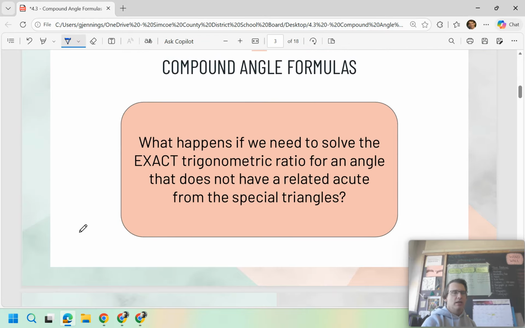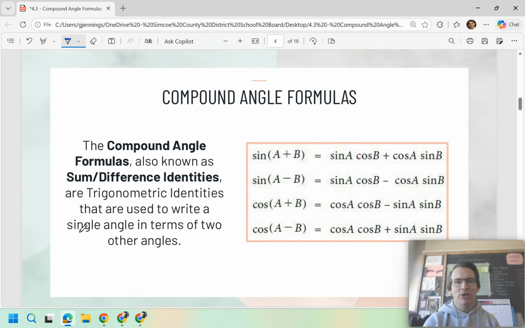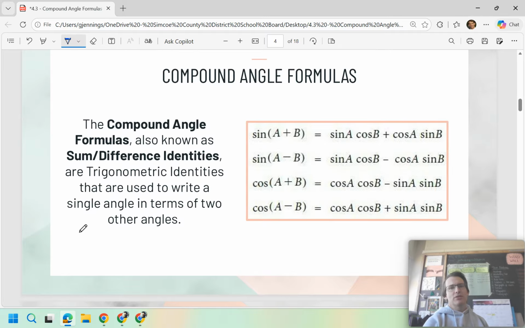Sometimes you want an exact value for an angle, but we don't have a special triangle for that angle. But these formulas will still allow you to get exact values for the trigonometric ratios in these cases. So let's take a look. All right, here they are. These are also the sum and difference identities, a type of trigonometric identity. These might show up in a very challenging trigonometric identity proof.